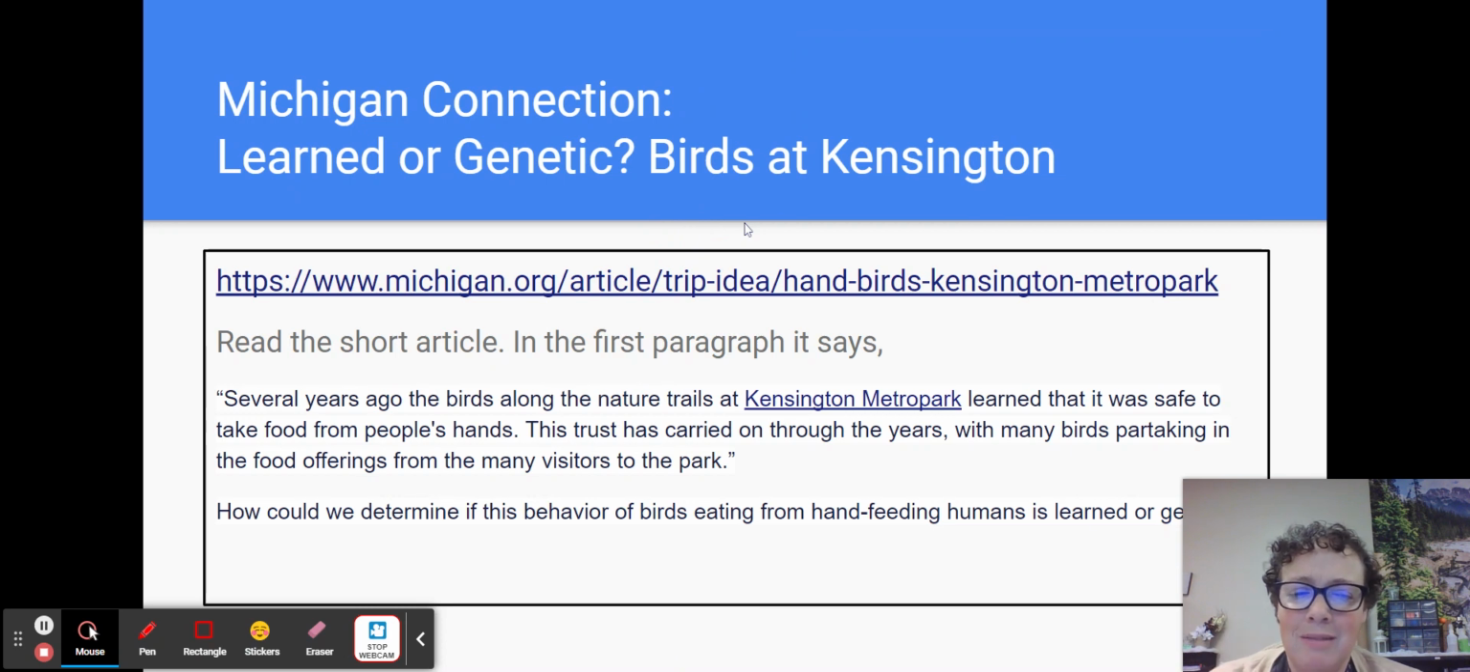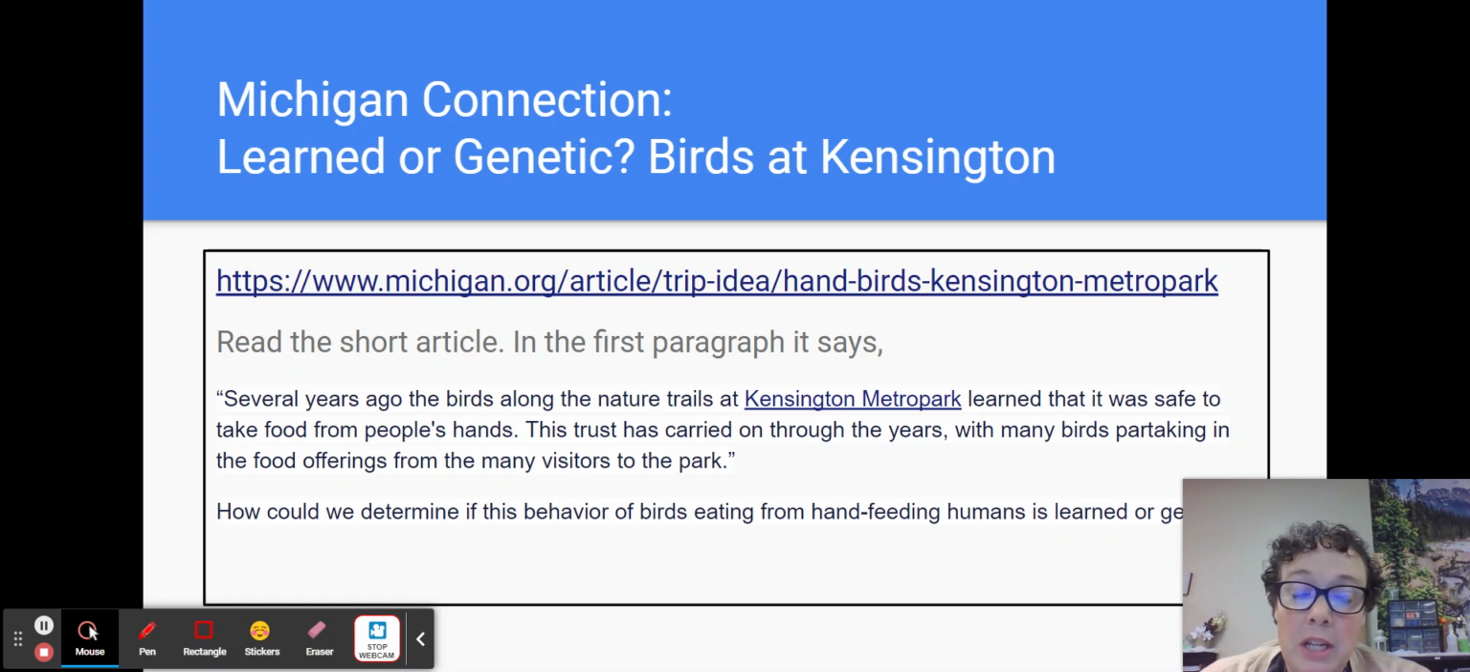What about here in Michigan? Are there any other examples in our real world? Well, here's a really cool story. I've showed you pictures early in the semester. I love to go to Kensington Metro Park, and I recommend you do the same. But if you go to Kensington Metro Park, you can hand feed the birds. The question is, are the birds' behaviors genetic or learned?